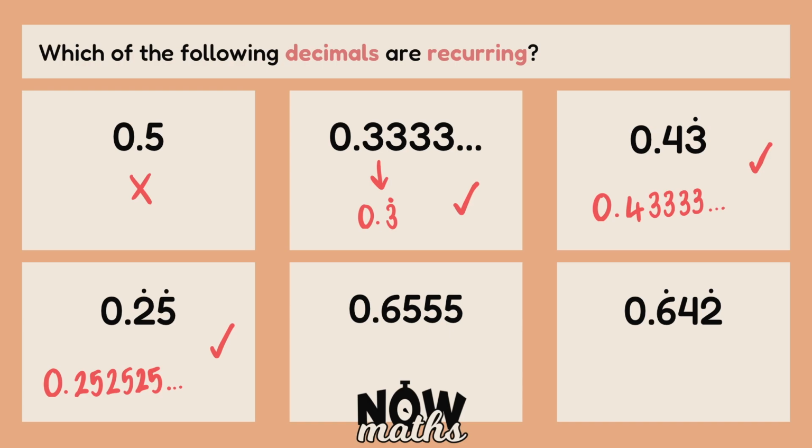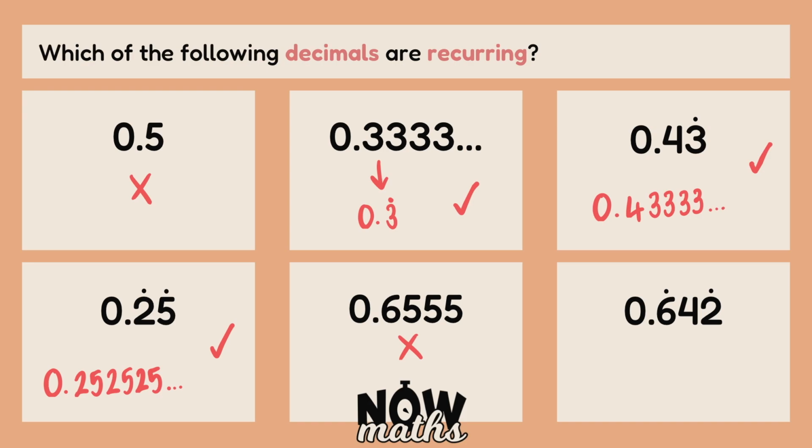For our next decimal, we have 0.6555. So this kind of looks like a recurring decimal because the 5 definitely repeats. However, there's nothing to tell us that this 5 goes on infinitely. There aren't any dots after the last 5 and there aren't any dots above any of the digits. So we can't say for sure that this is a recurring decimal, so we will say that it is a terminating decimal.